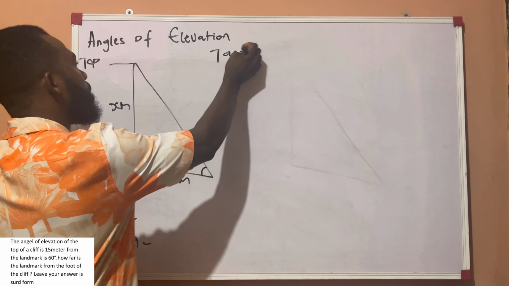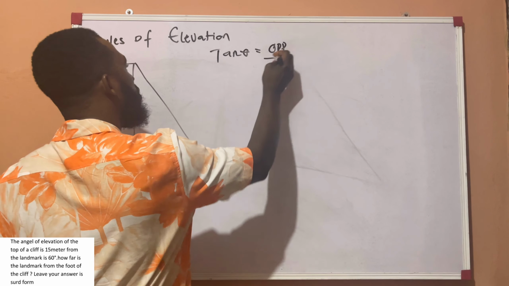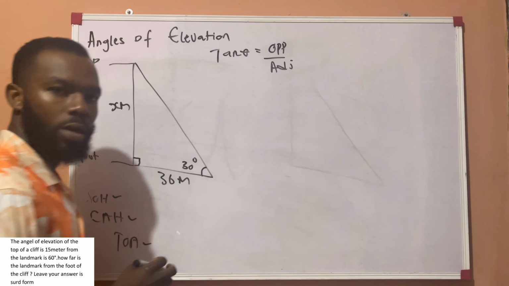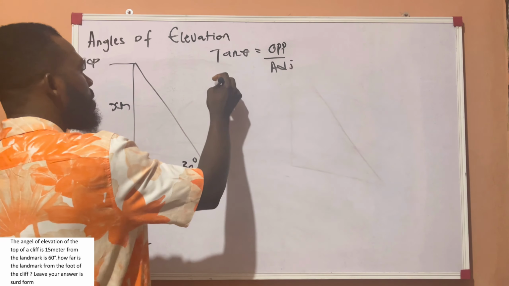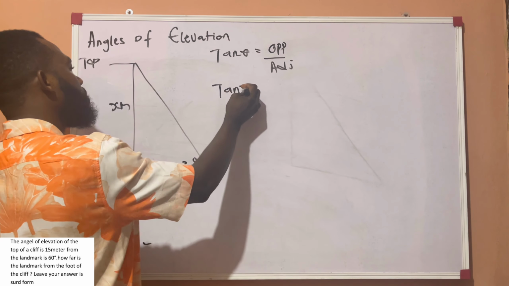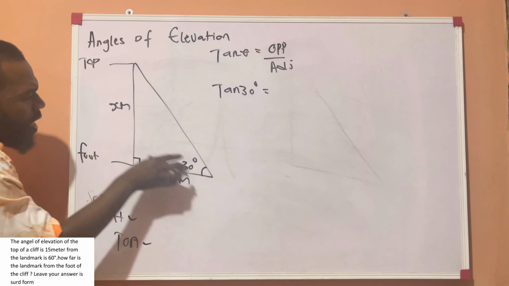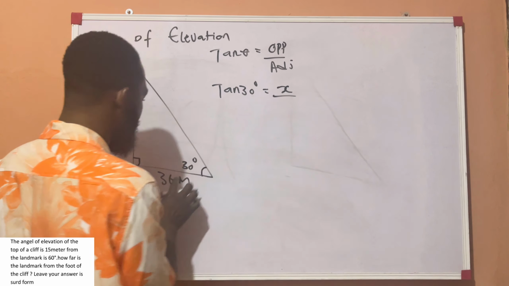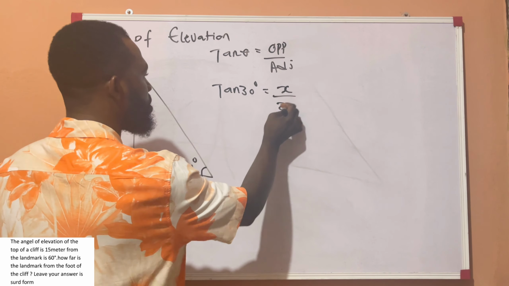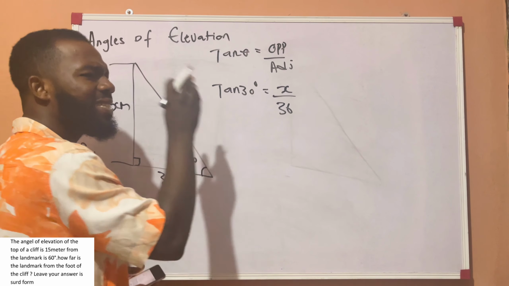So don't forget we said from the beginning of the class that TOA simply means tan theta is equal to opposite over adjacent. Okay, now theta given here is 30 degrees. So what do we do? Tan 30 degrees is equal to, now opposite here is our height, which is x. So here becomes x over, now adjacent is 36.